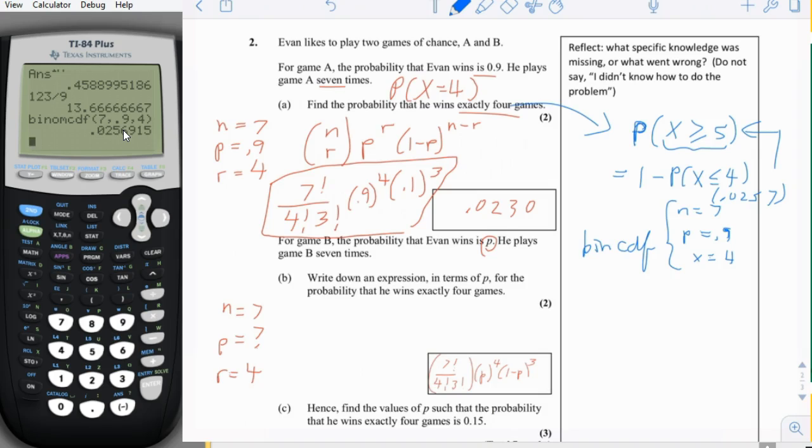Okay? Normally we use Binomial Pdf when we get an expression like this where it's x equals 4, but if you have x is greater than or equal to something, or if x is less than or equal to something, you're going to have to use Binomial Cdf. And if you have greater than or equal to something, you're going to have to do this extra step where you do 1 minus the complement in order to figure out what it's going to be.